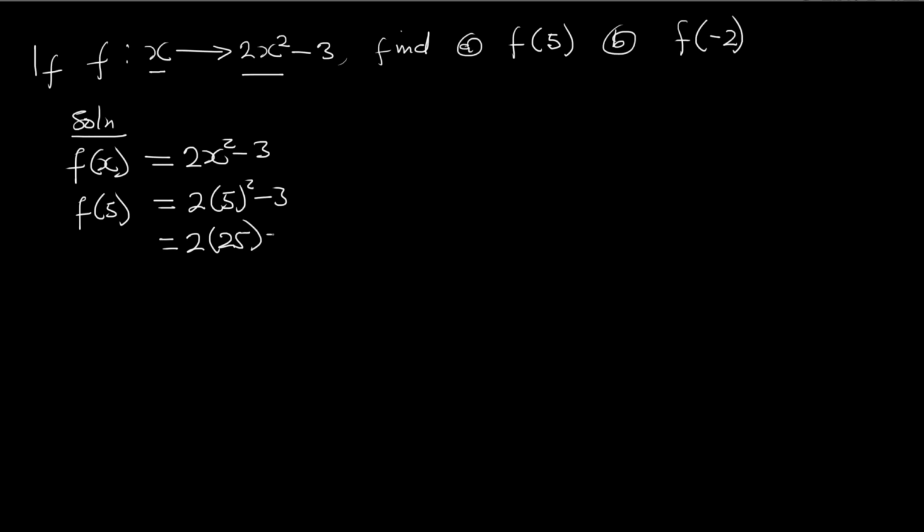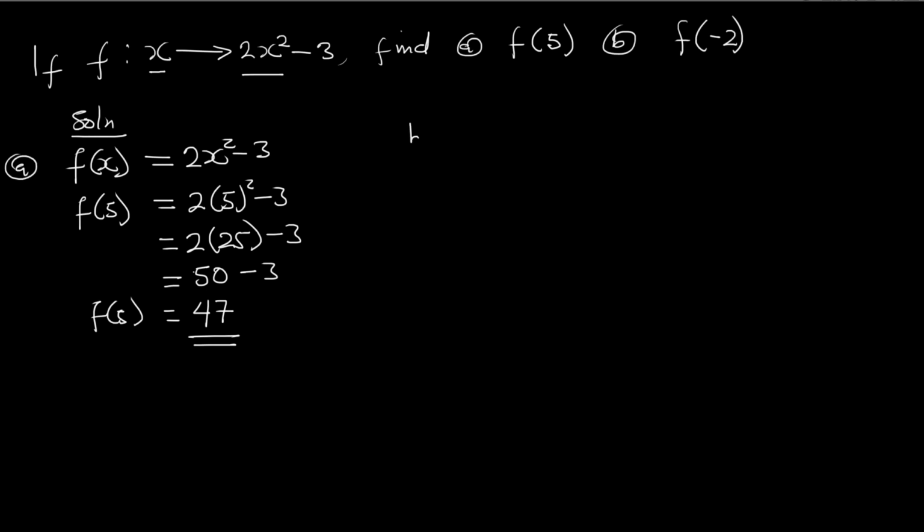2 times 25 minus 3. This is equal to 50 minus 3. And it's equal to 47. So f of 5 is equal to 47. This is the A part of the question.